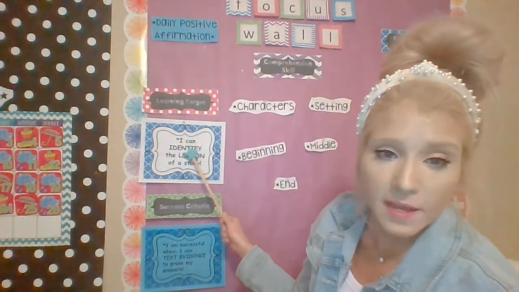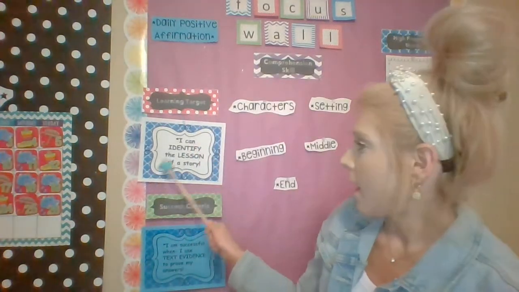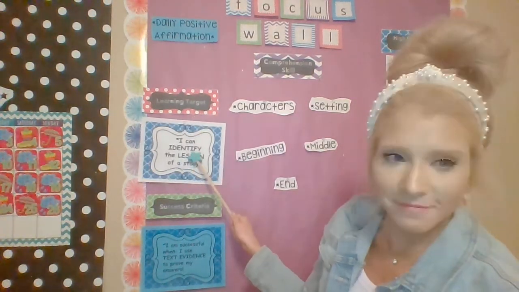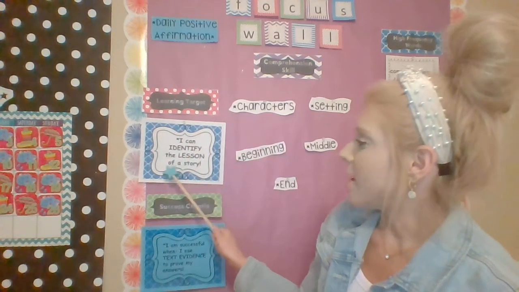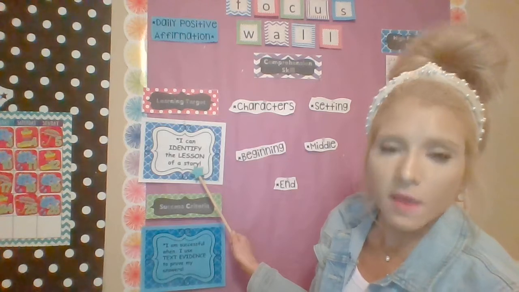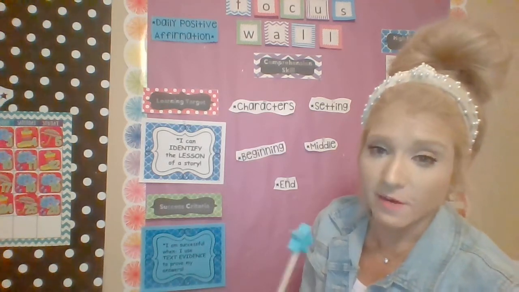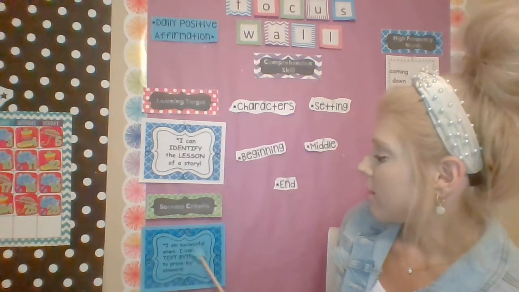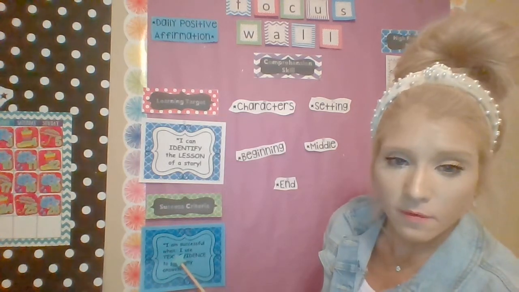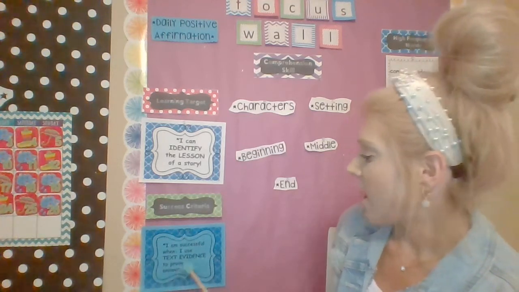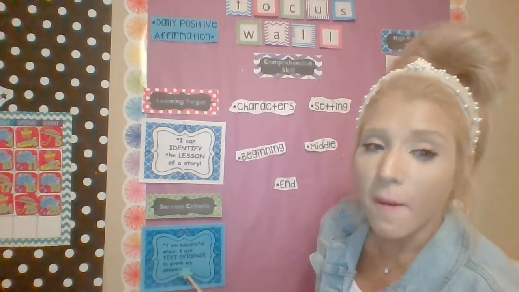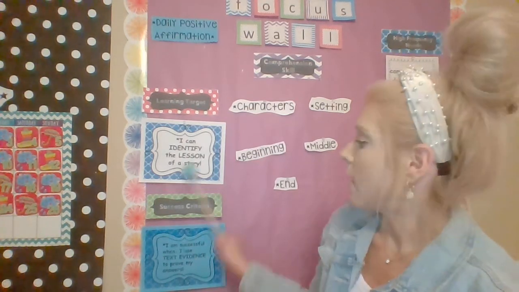So repeat after me. I can identify the lesson of a story. Very good. That's our goal. And of course, as always, this is what we're really focusing on at the end of second grade. This is how we're going to reach our goal, our success criteria right here. I am successful when I use text evidence to prove my answers. Beautiful. So now you know our end goal and how we're going to get there.